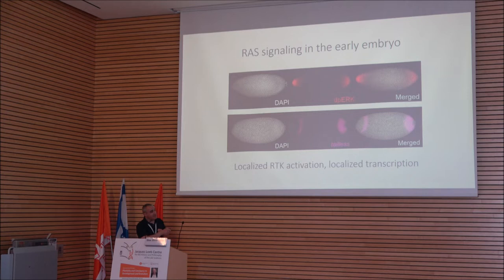Okay? So the receptor of this pathway is uniformly present. In this case, it's a receptor tyrosine kinase. Active ligand is produced only at the poles of the embryo. So there is localized activation at the two tips of the embryo. This gives rise to a localized transcriptional response. And this localized transcriptional response is essential for building the anterior parts of the future brain and for constructing the posterior midgut of the fly.